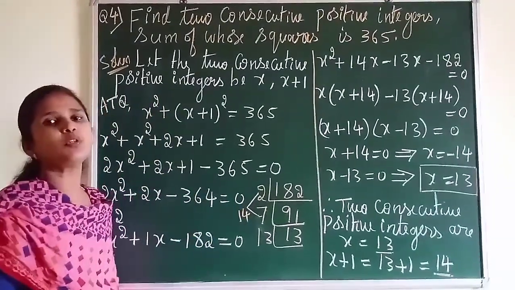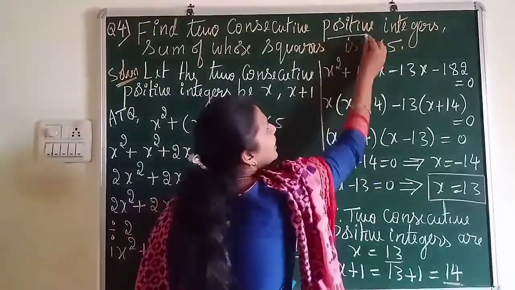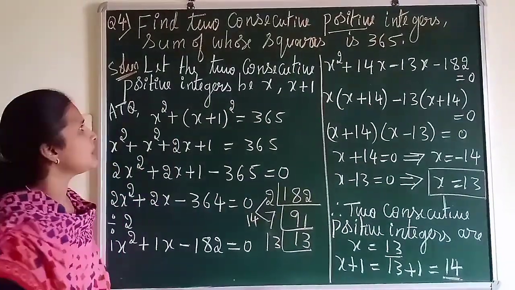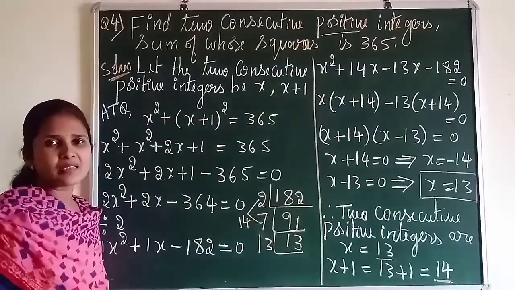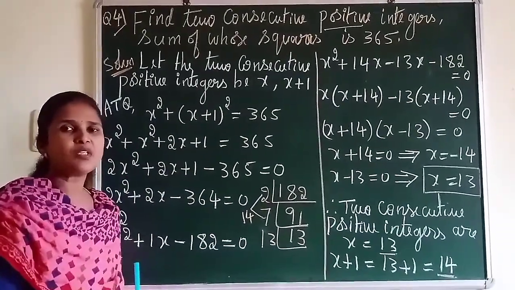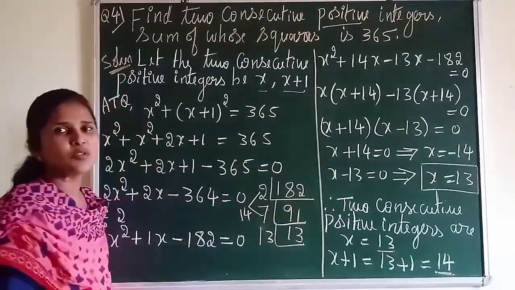So let us assume the two consecutive positive integers. Here you have to carefully observe, he has given positive integers. So let the two consecutive positive integers be x and the next, immediate number, to which we have to add 1. That becomes x and the next number is x plus 1.